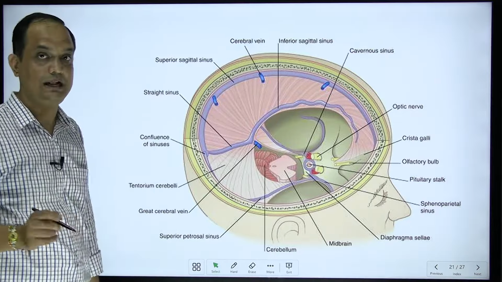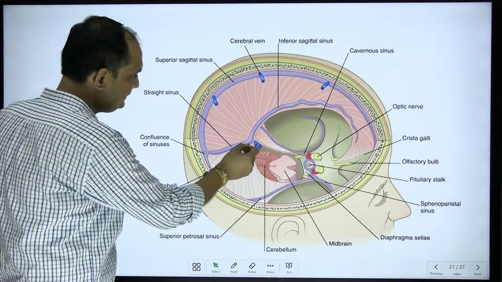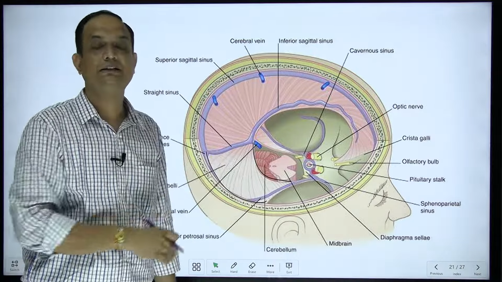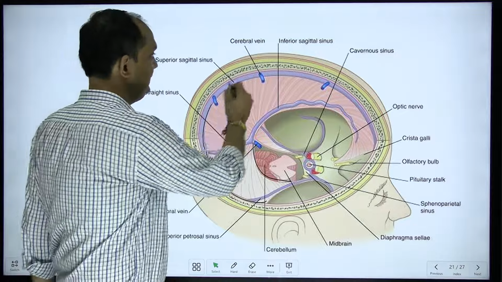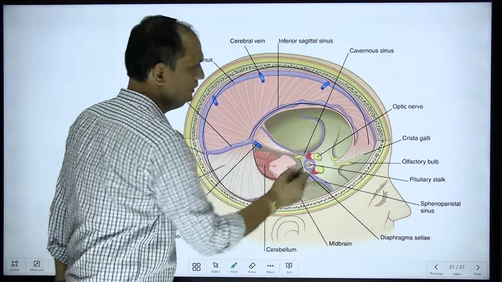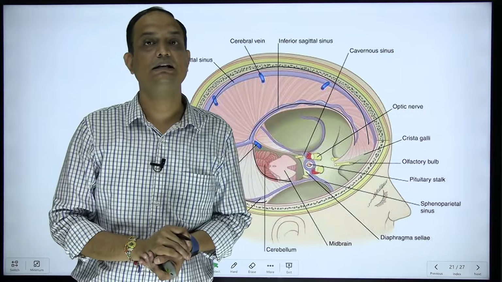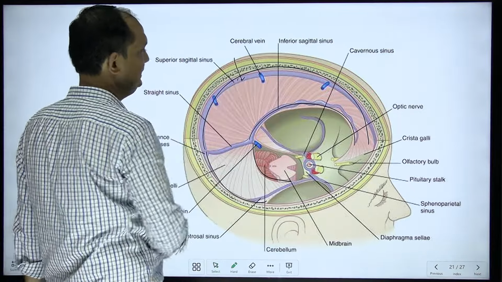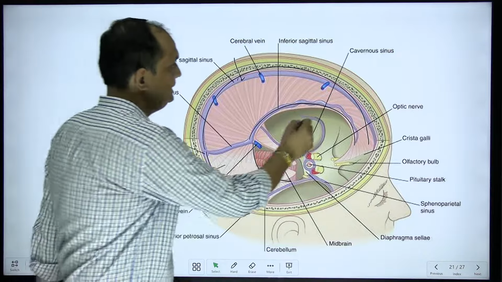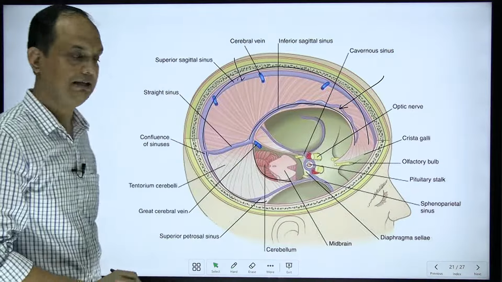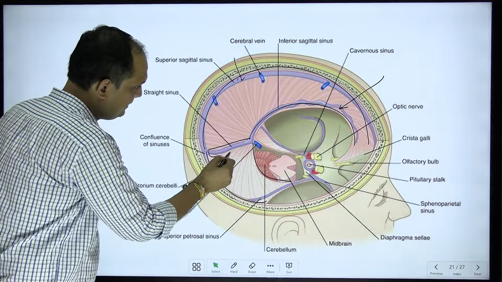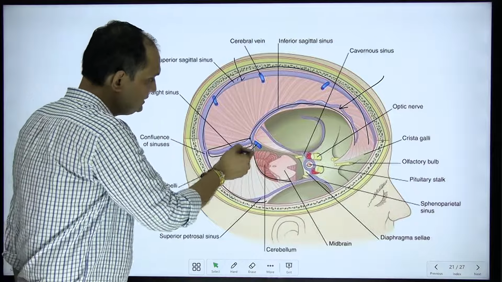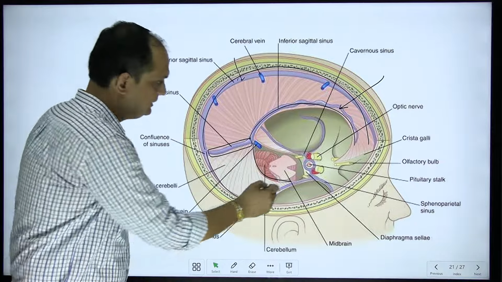So in this diagram we can appreciate all these sinuses. ये क्या है बच्चों, horizontal fold, ये horizontal fold जो आपको इस साइड से दिख रहा है, this is tentorium cerebelli. ये क्या है, this is the midline fold, that is your falx cerebri. Falx cerebri पे upper margin पे ये blue line क्या है बच्चों, superior sagittal sinus. ये blue line क्या है, inferior sagittal sinus. इसका जो junction है, इस junction पे आप ये एक और blue line देख रहे हैं, this is the straight sinus.